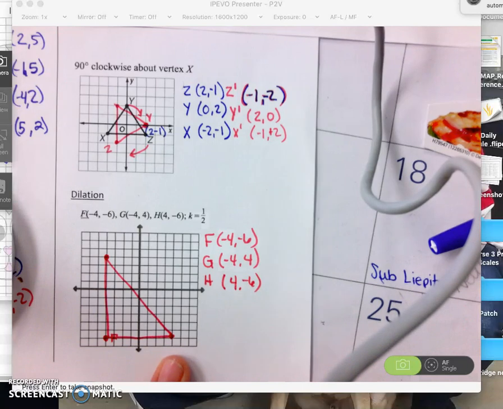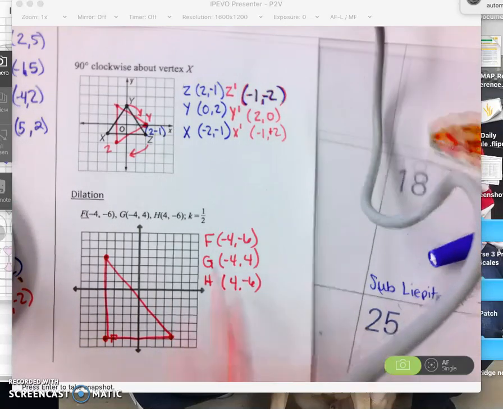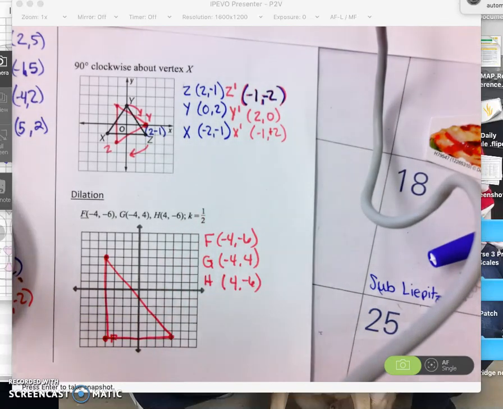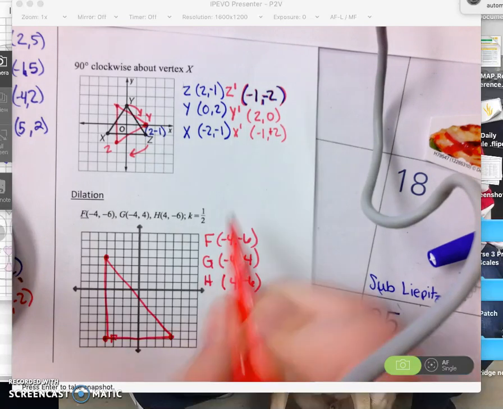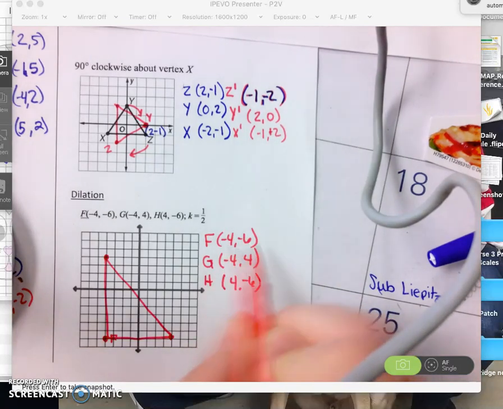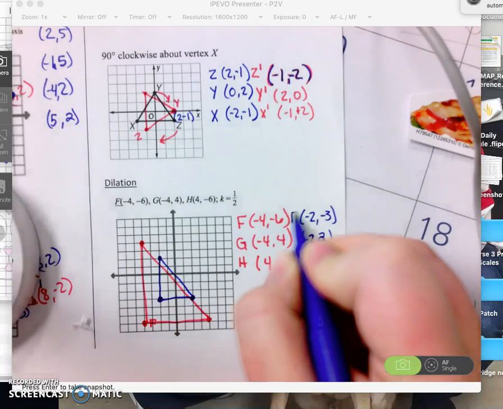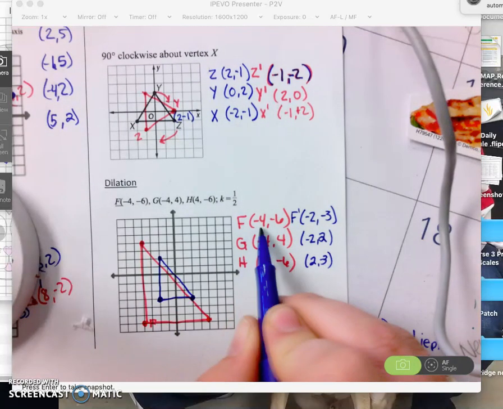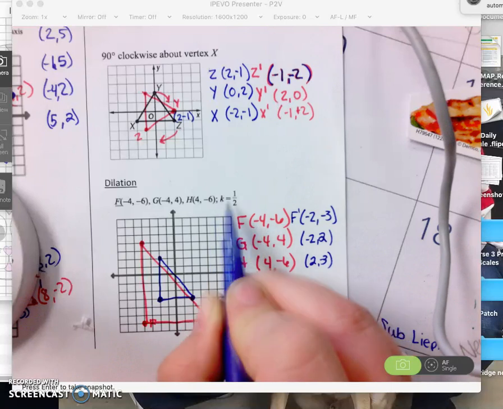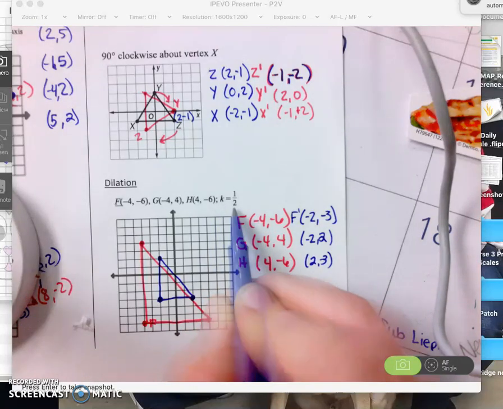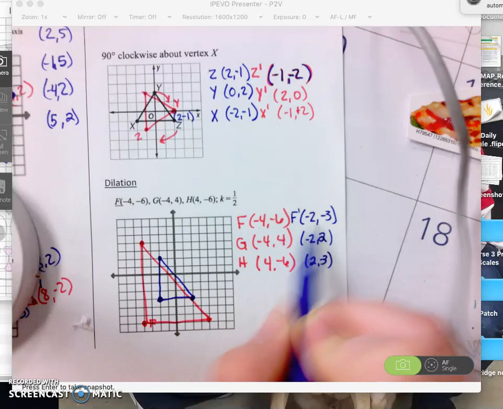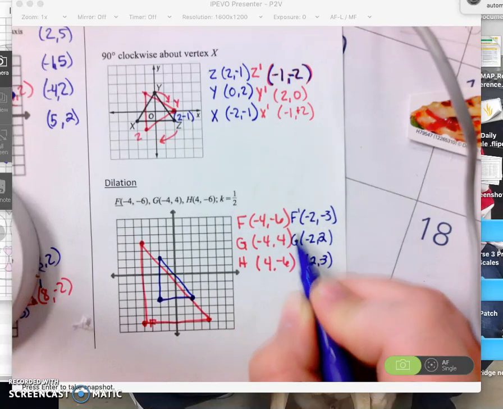Alright, so we have our last point, 4, -6, over 4 and down to 6. And then my scale factor is 1/2. If my scale factor is between 0 and 1, it's going to get smaller. So I need to multiply every point x and y by 1/2. Okay, F prime, we're just going to cut in half or multiply -4 times 1/2. And when you multiply anything by 1/2, you're really just dividing it by 2. So you're dividing each one by 2.